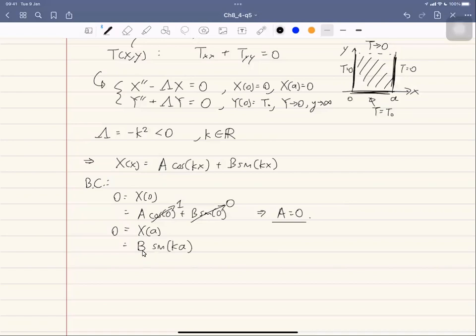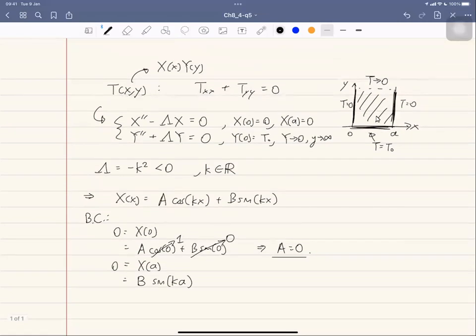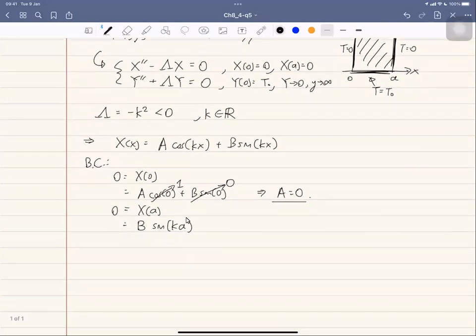Now we can have two choices. We can have B equals 0 or sine ka equals 0. B equals 0 is not so good, because if A and B are both 0, we just get a trivial solution. We just get 0 for T, which is not so good, and it doesn't really satisfy the other boundary conditions anyway. So instead we want B not 0 and sine ka equal to 0. And this happens, when you look at the unit circle, when ka equals any integer multiple of pi, like that.